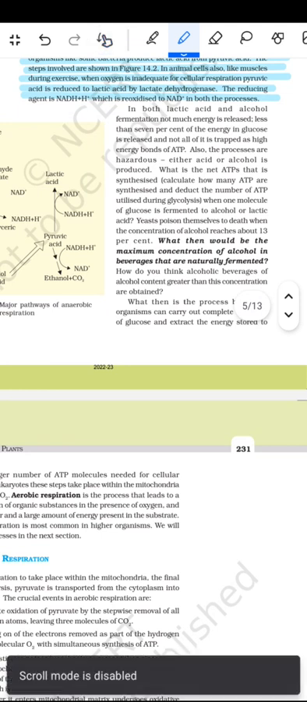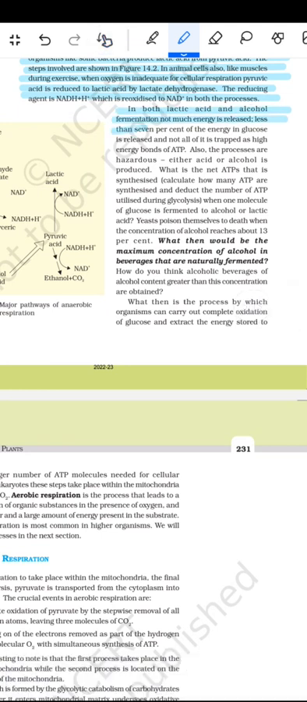In both lactic acid and alcohol fermentation, not much energy is released: less than 7% of the energy in glucose is released, and not all of it is trapped in the high energy bonds of ATP. Also, the processes are hazardous, since either acid or alcohol is produced.